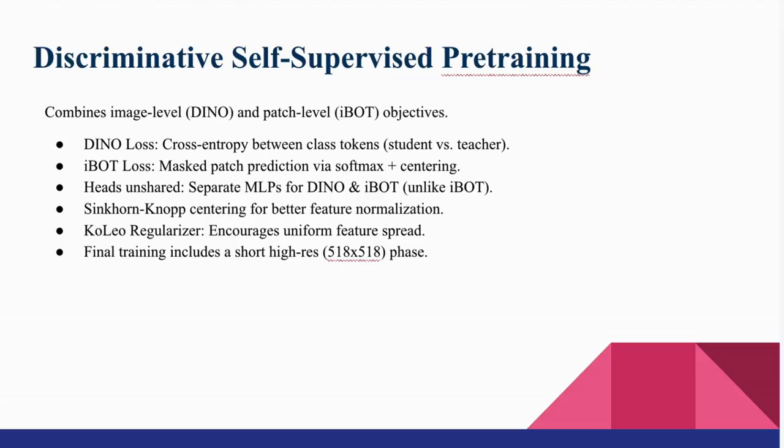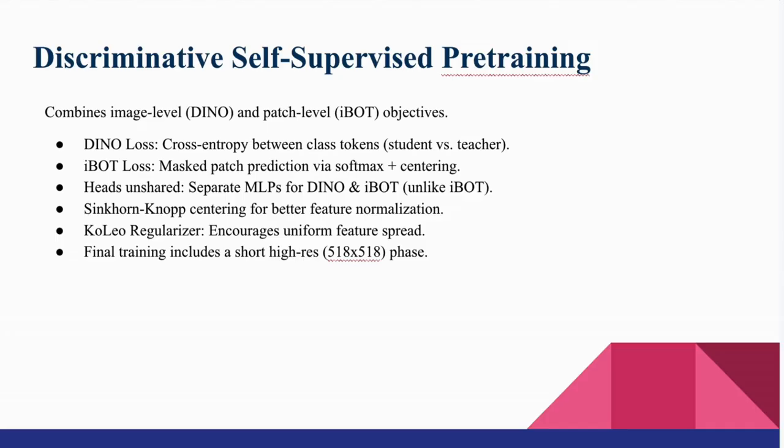And the second key idea here is iBOT patch level loss, that uses masked image modeling where the patches of the image are hidden from the student, and the student is trained to predict patch level representations from the teacher. This captures fine grained structure. They further refine the setup by untangling the heads for these losses, using separate MLPs for DINO and iBOT rather than sharing them, which improves performance at scale.